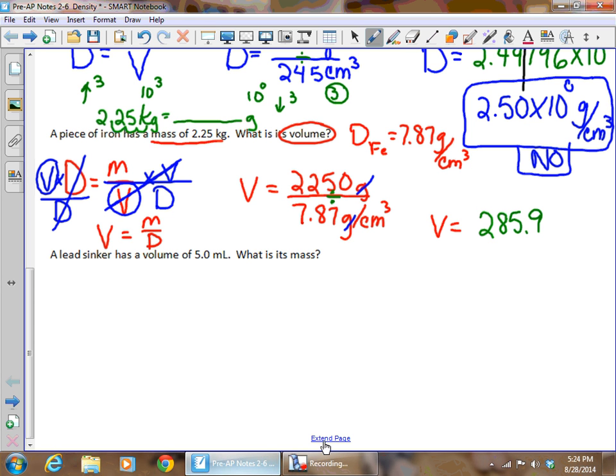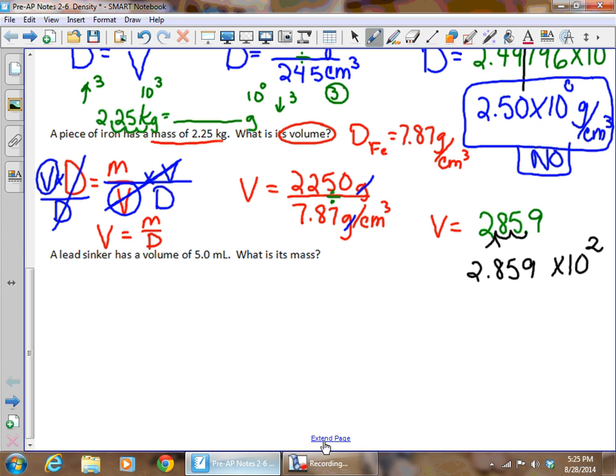We need to put that into USS form: units, sig figs, scientific notation. So let's change it to scientific notation first. We need to move the decimal here. It's a number greater than 1, so we already know it's going to be times 10 to a positive something. So 2.859 times 10 to the positive something. And we have to move our decimal 2 places to get it in the correct position, times 10 to the second. So there's our numerical value.